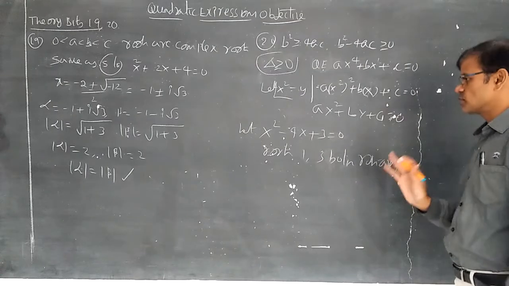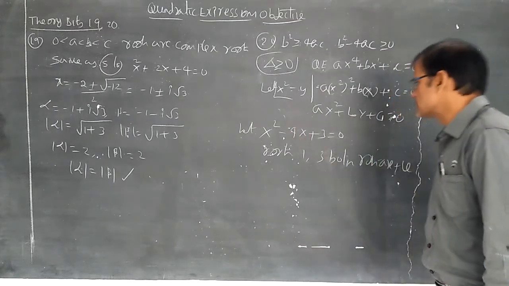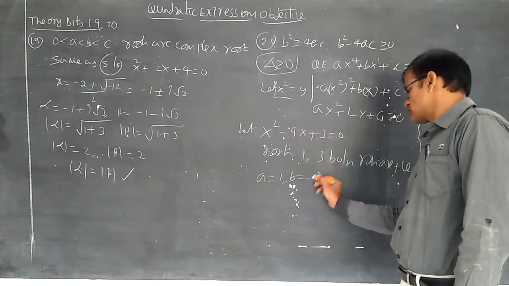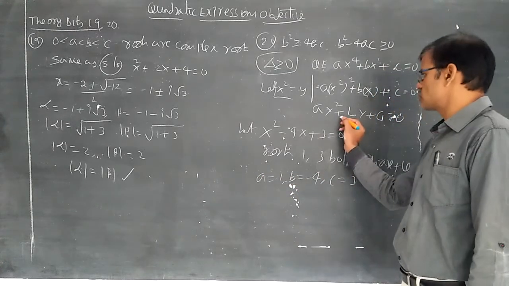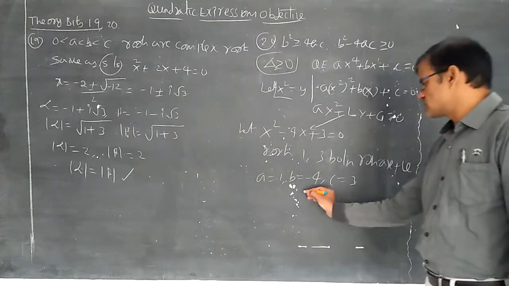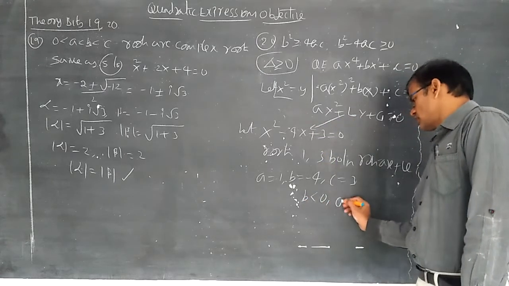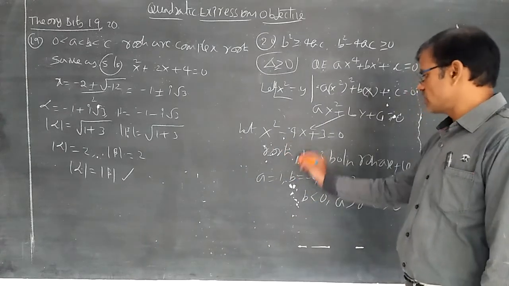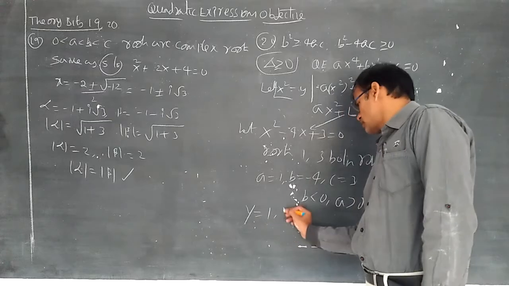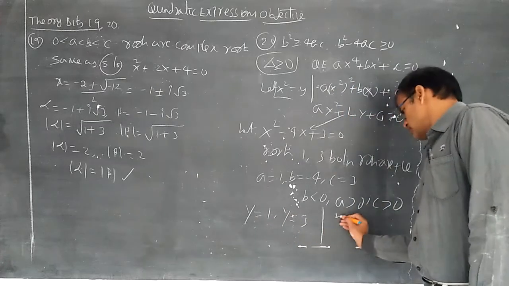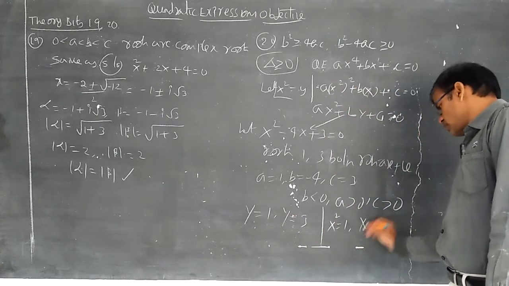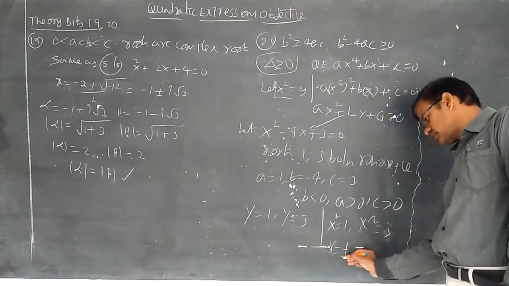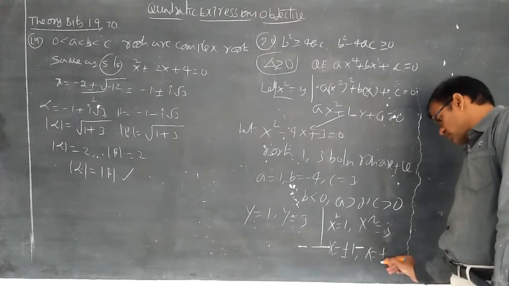Both roots are positive. Now I am going to discuss this one: x square, here a is equal to 1, b is equal to minus 4, c is equal to 3, students. So b less than 0, and a greater than 0, c greater than 0 we got. Whenever x square is y, here y is equal to 1, y is equal to 3. That implies x square is equal to 1, x square is equal to 3. So x is equal to plus or minus 1 and x is equal to plus or minus root 3.